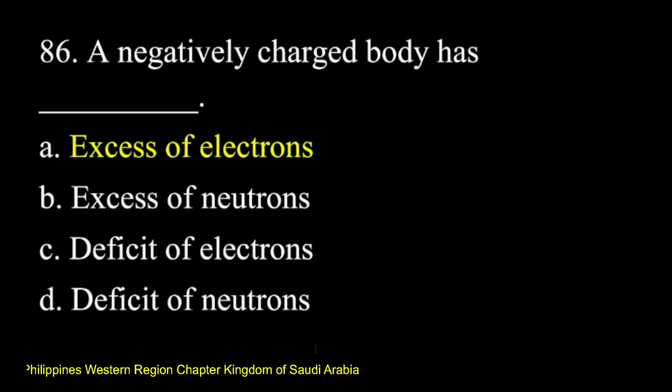A negatively charged body has blank. A. Excess of electrons. B. Excess of neutrons. C. Deficit of electrons. D. Deficit of neutrons.